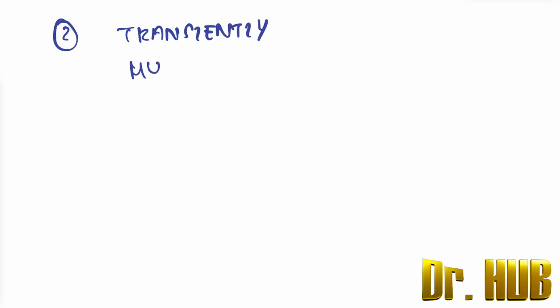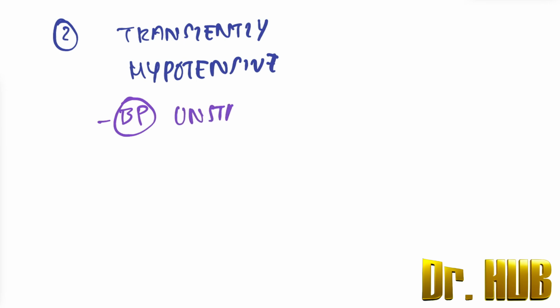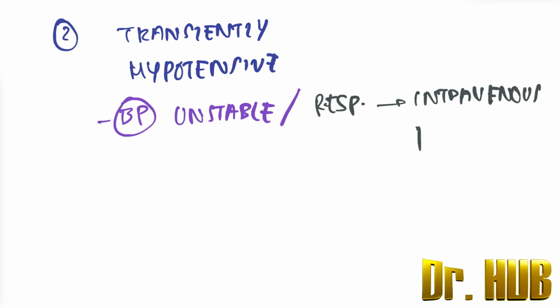Now the second variety is transiently hypotensive. Here the BP, that is the blood pressure, remains unstable in the field, but it is responsive to intravenous fluids. So the score it gets is 1.